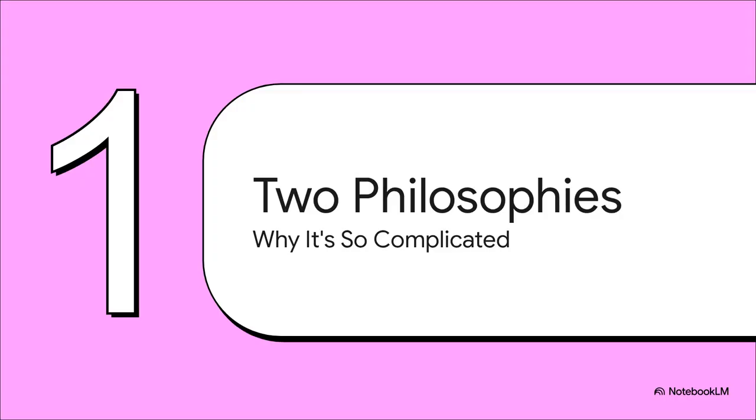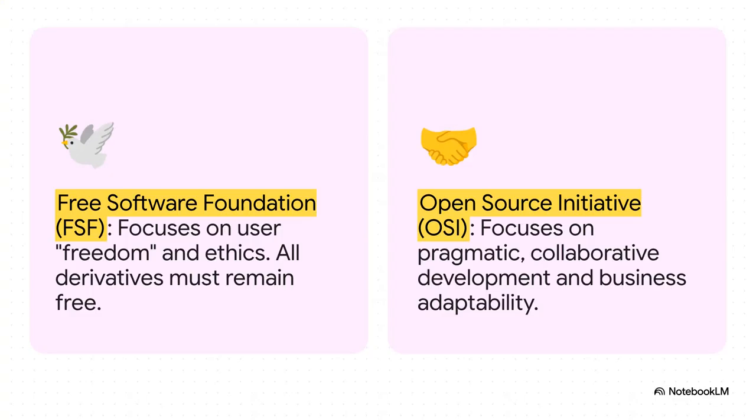So why is this all so complicated? Right? Why isn't free just free? Well, it's because the whole open source world isn't one big happy family. It was actually built on a fundamental tension between two very different competing philosophies. On one side, you've got the Free Software Foundation, the FSF. For them, this is all about ethics. It's a crusade for user freedom. They believe that if software is free, then everything built with it has to stay free.